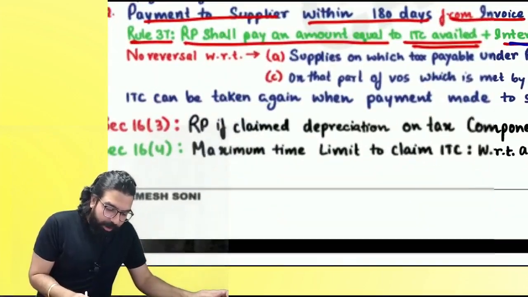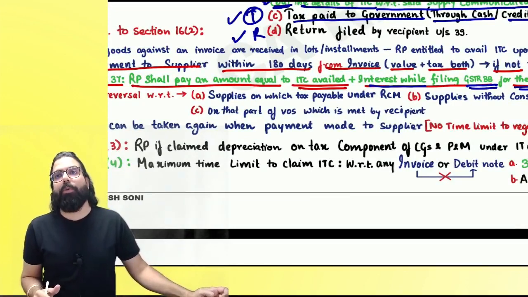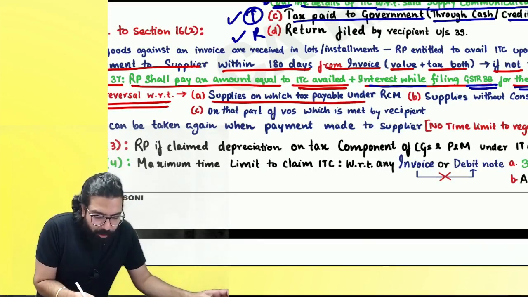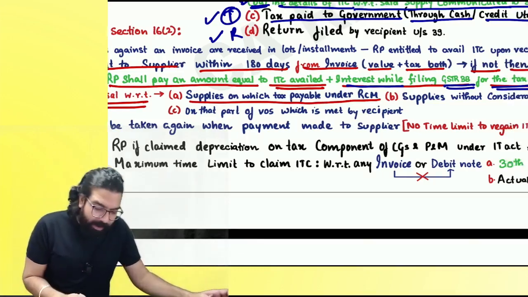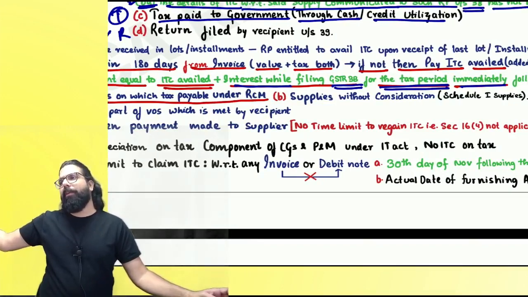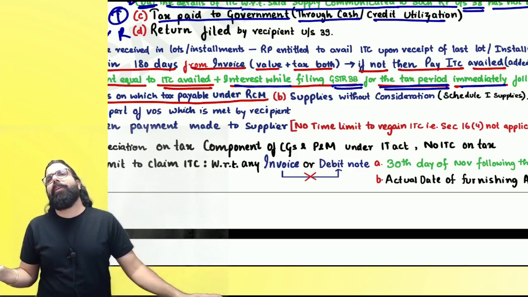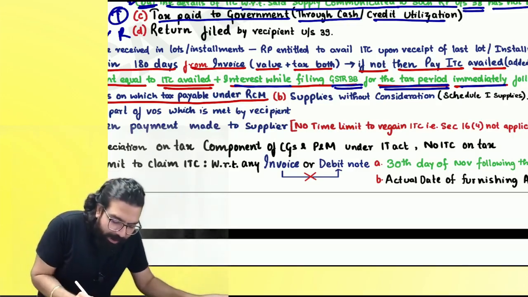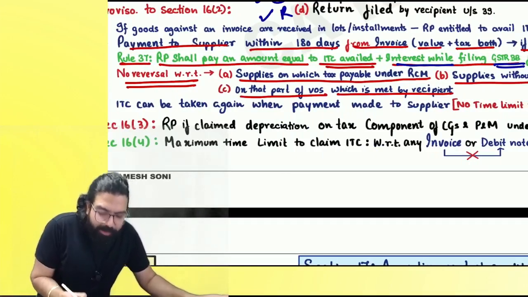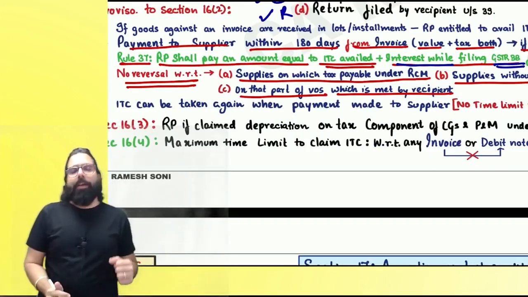I've told you in detail because I feel they can ask one small question on this. Now, everyone, no reversal with respect to supplies on which tax is payable under RCM. In RCM supply, since you are not going to pay the tax to the supplier anyway, the government is telling Ramesh that for RCM supplies, even if you don't make the payment within 180 days, no problem. The next one is supplies without consideration, and that part of the value of supply which is made by the recipient, because that part anyway I'm not liable to pay to the supplier.